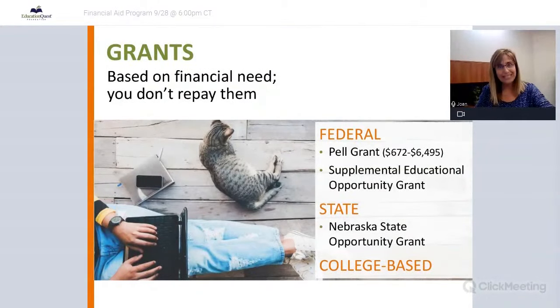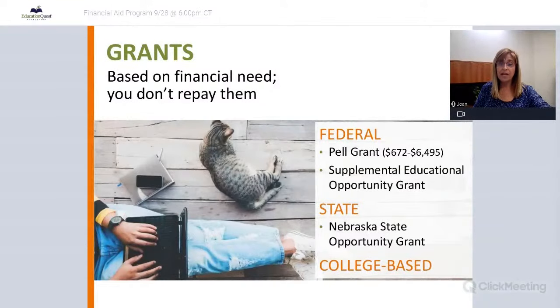Let's move on to grants. That was a lot of scholarship information, I know. Grants are based on financial need. You don't have to repay them. The most common type of grant is the Pell Grant. It's also the hardest grant to earn because it's based on the FAFSA. It's based on the result of your family's ability to pay for college.